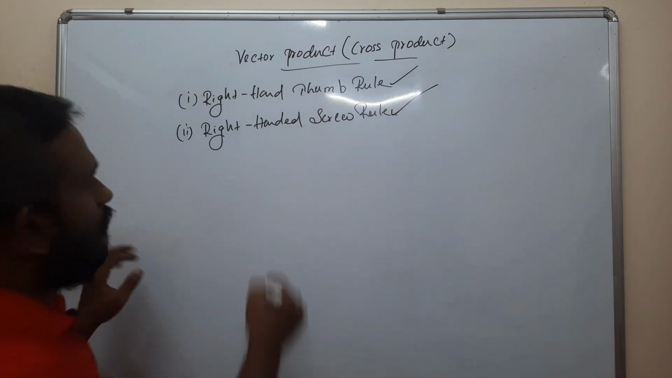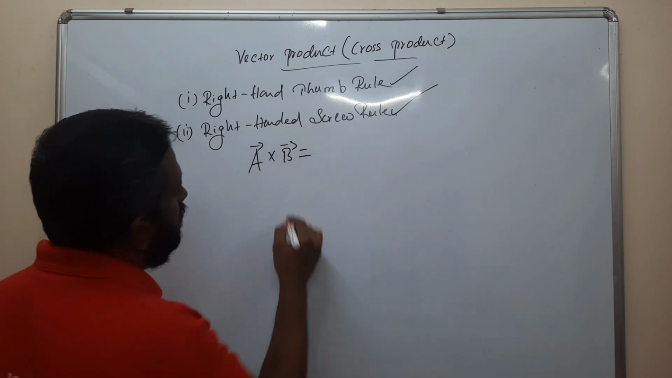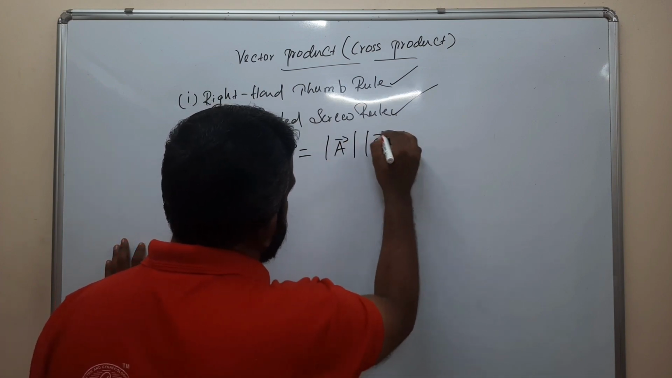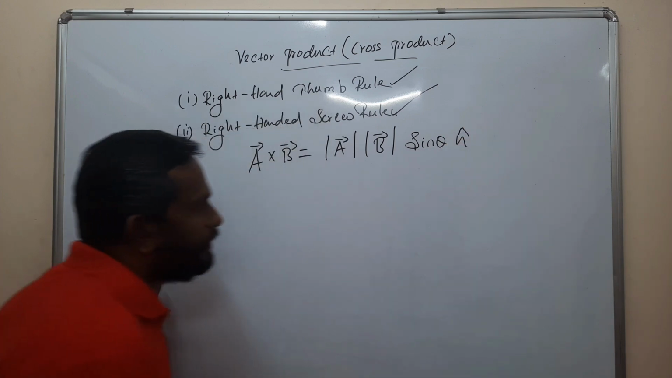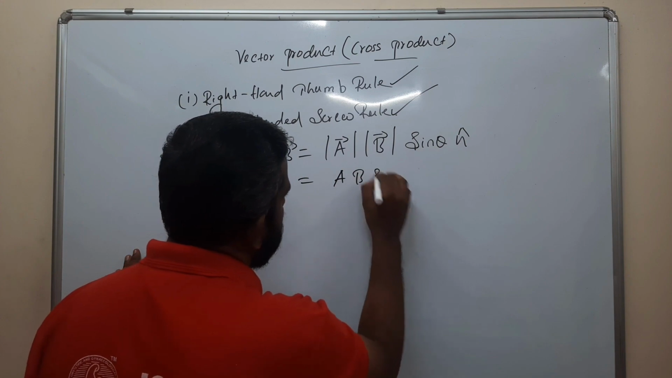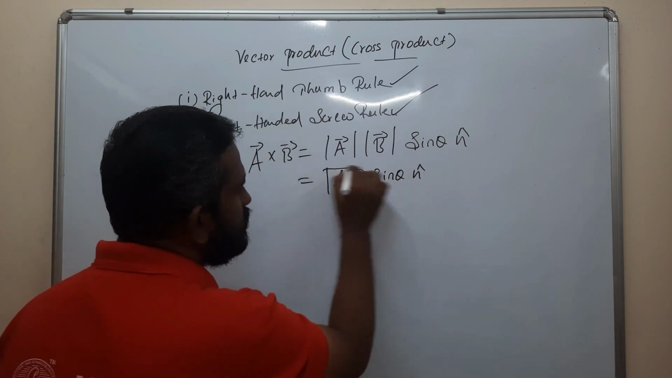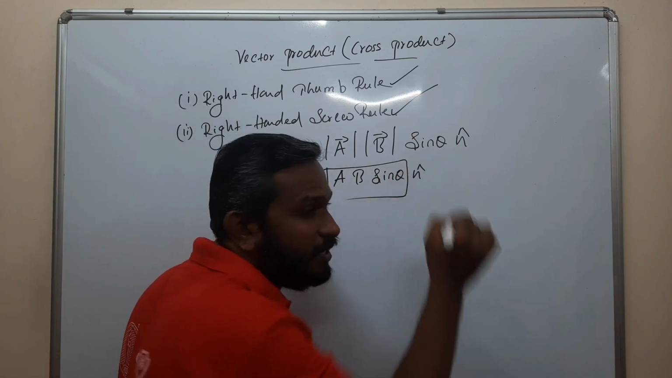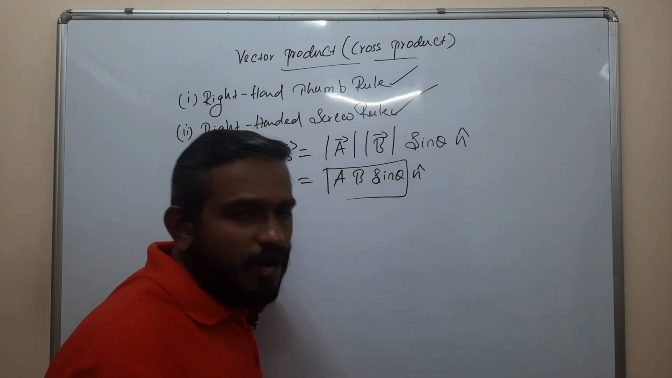So the direction of the unit vector: A vector cross B vector is equal to modulus of A vector, modulus of B vector, sin theta into n cap. That is equal to AB sin theta into n cap. So AB sin theta gives the magnitude and the n cap gives the direction of the resultant vector.